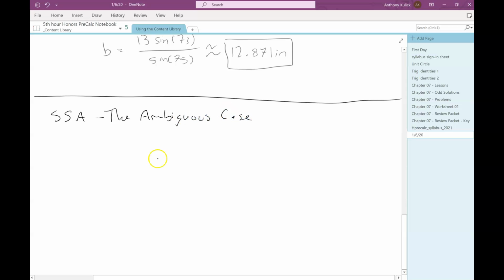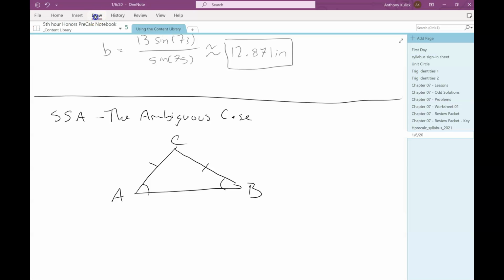And just to illustrate why this SSA does not have a triangle congruence theorem attached to it, let me illustrate that to you. So let's say that we have some isosceles triangle here. Everybody's okay with that? Just an isosceles triangle? And I'm just going to draw a segment here that's not an altitude, like this, and call that point D.